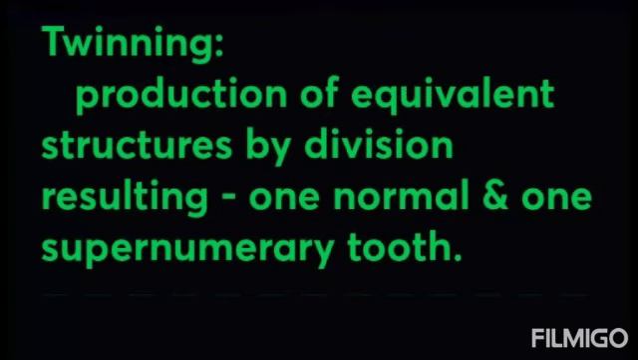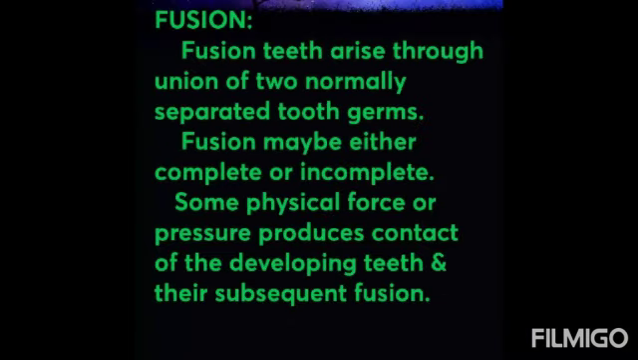Twinning. What is twinning? Twinning is the production of equivalent structures by division, resulting in one normal tooth and one supernumerary tooth. In gemination there is a single tooth germ and it produces two crowns, but in twinning there is one normal tooth and one supernumerary tooth.